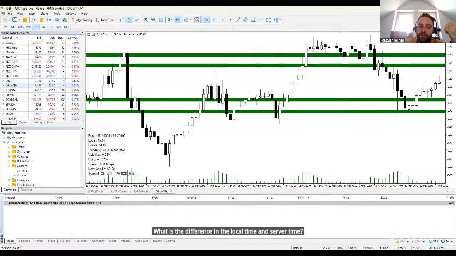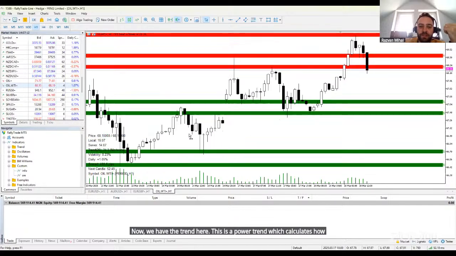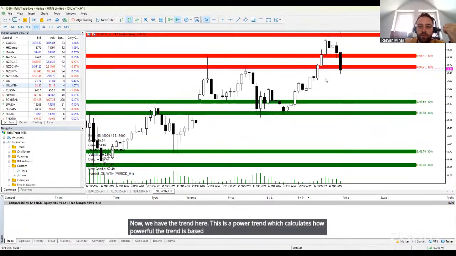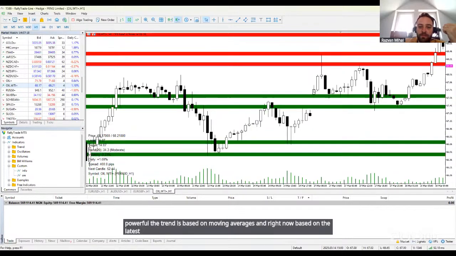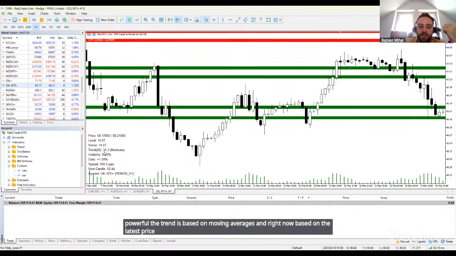Now, we have the trend here. This is a power trend which calculates how powerful the trend is based on moving averages. And right now, based on the latest price action, the trend is around 34.3, which is moderate, not strong, not low, but it's moderate.